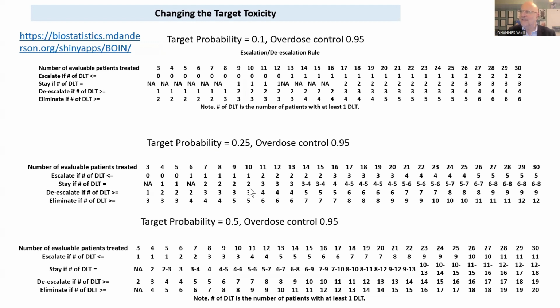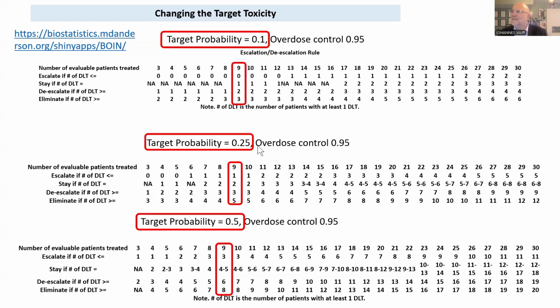Let's look at one example. So, target toxicity profile of 0.1, 9 patients enrolled. Obviously, if no patient has a dose-limiting toxicity, you escalate. But if there is only one patient with dose-limiting toxicity, you don't escalate, you stay. And with 2, you even de-escalate. Target toxicity profile of 0.25, 25%. That was the standard example before. And those are the same numbers we looked at before, with 9 patients enrolled, 1 patient escalate, 2 patients with DLTs stay, 3 patients with DLTs de-escalate.